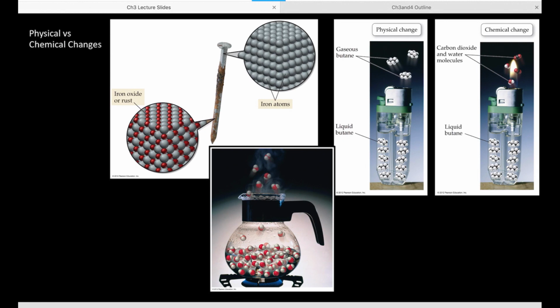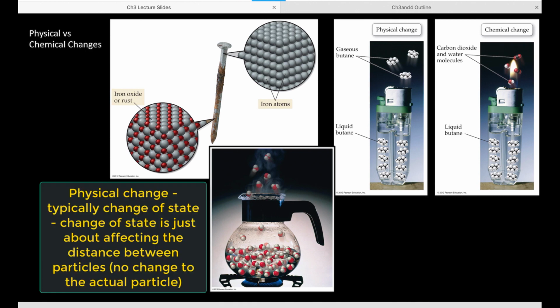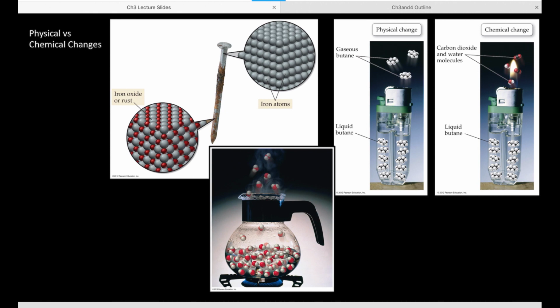So obviously our different types of matter have physical and chemical properties, which you should have jotted down from your reading. And those physical and chemical properties can undergo physical and chemical changes. But that goes back to our states. So our physical changes are going to be about states of matter for the most part. Physical changes are typically going to involve changes of state.